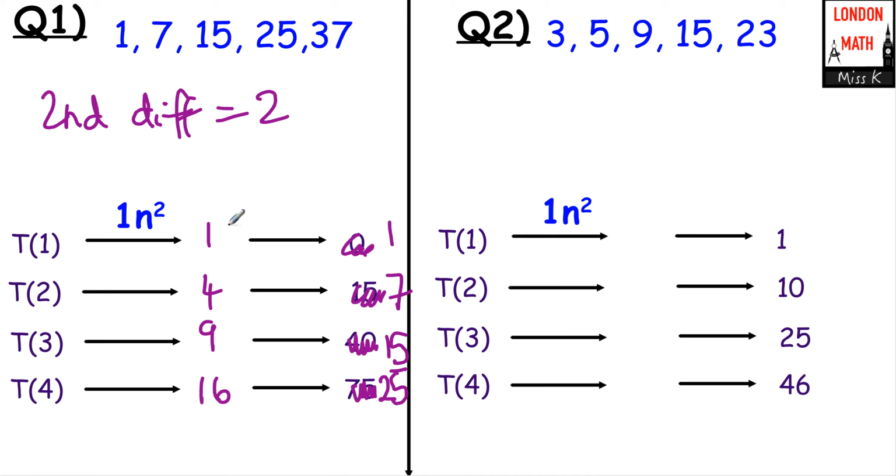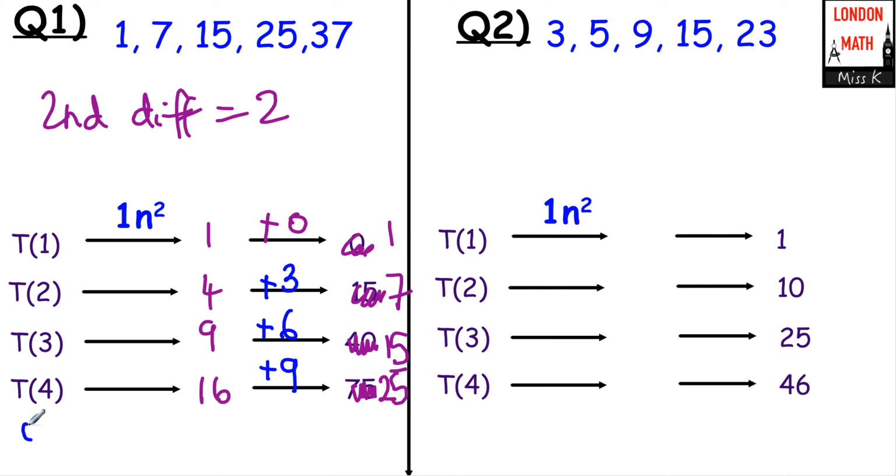Okay, so for me to get to 1 to 1, nothing's happened. I've added on 0. For me to go and get to 4 to 7, I've added on 3. I can verify that. For me to get to 9 to 15, I've added 6. And for me to get to 16 to 25, I've added on 9. Now, as my new sequence, what I need to add on is varying in amounts, but it goes up in threes.